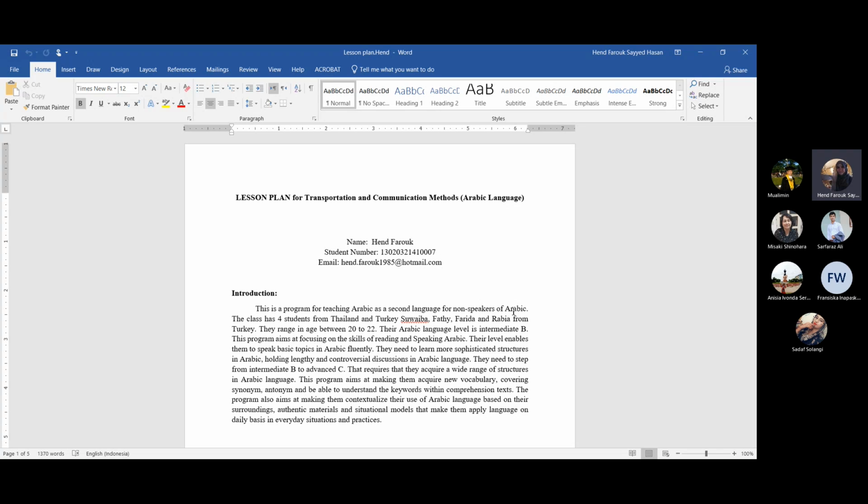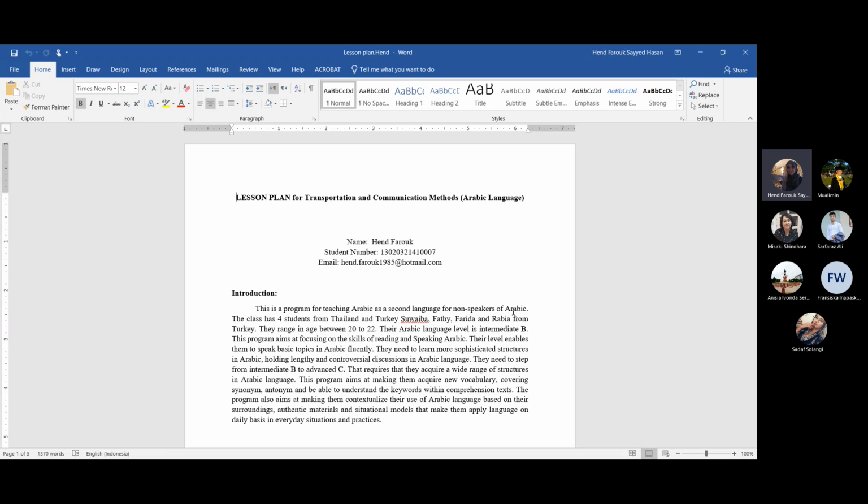So there are four students from Thailand and Turkey. Their names are Waiba, Fathi, Farida, and Rabia. From Turkey, they range in age between 20 to 22. Their Arabic language level is intermediate. The program aims at focusing on the skills of reading and speaking. The level enables them to speak basic topics in Arabic fluently, but they need to speak Arabic more frequently and more eloquently. They need to step from intermediate B to advanced C.